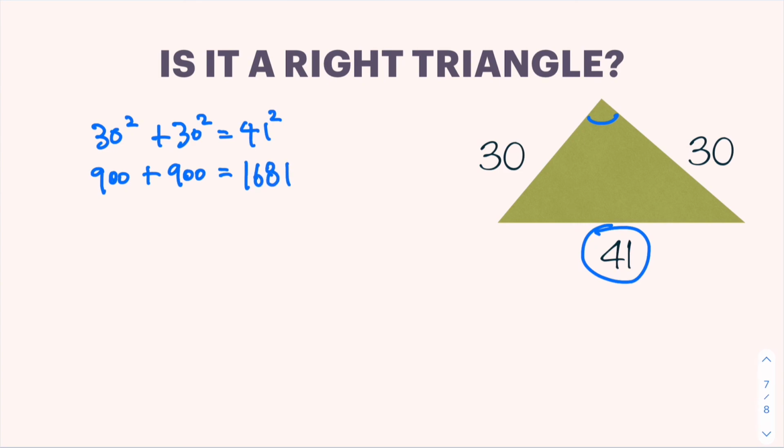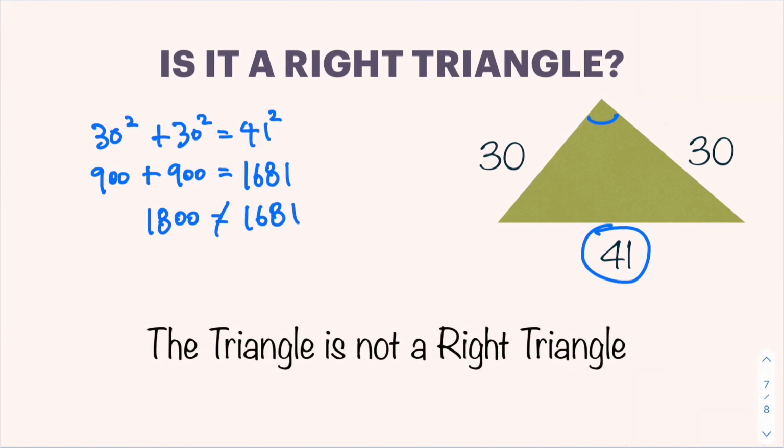900 plus 900 is 1800, is equal to 1681. Now, is 1800 equal to 1681? No, it is not. So that means that the triangle is not a right triangle. And this is how you can use the Pythagorean theorem to see if the given triangle is a right triangle or not.